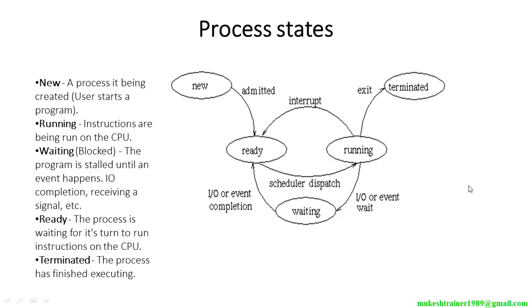So process state: new is when a process is being created, a user starts a program. Running means instructions are being run on the CPU. Waiting or blocked means the program is stalled until an event happens. Ready means the process is waiting for its turn to run, and terminated means the process has finished execution. So it goes new, ready, then running, and after running it can be terminated.